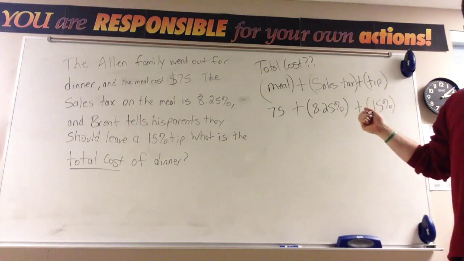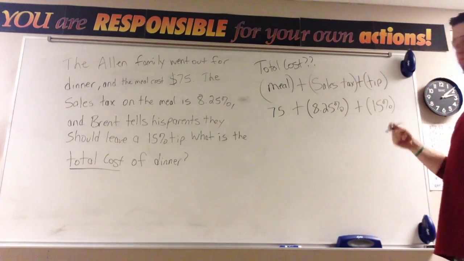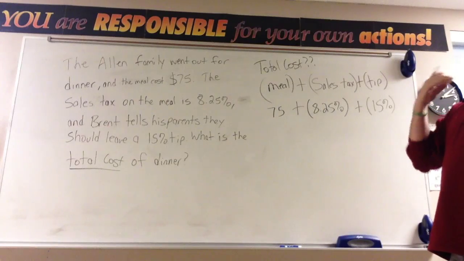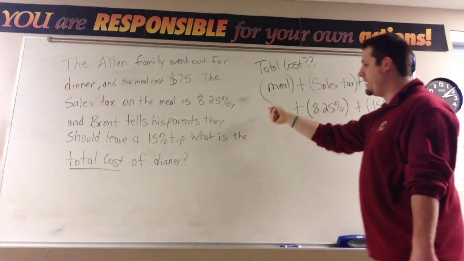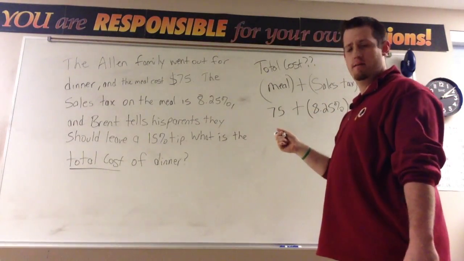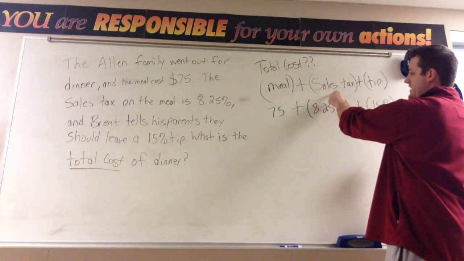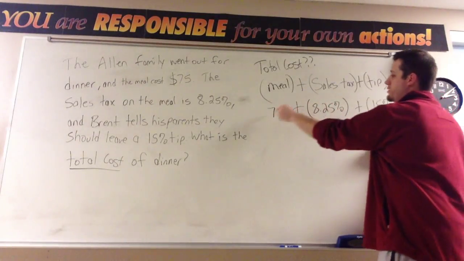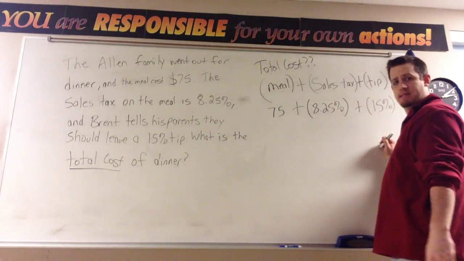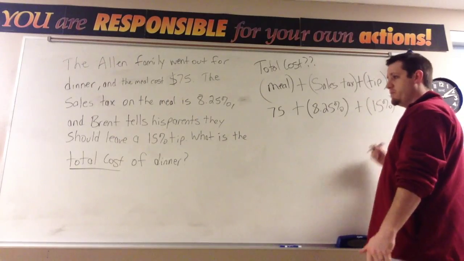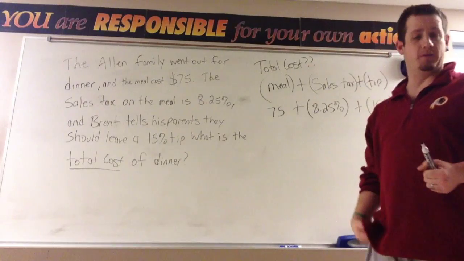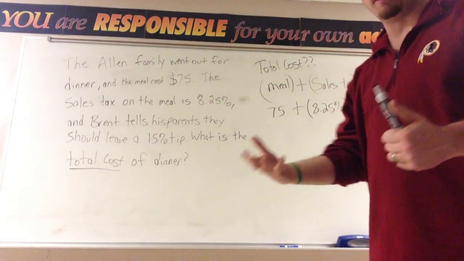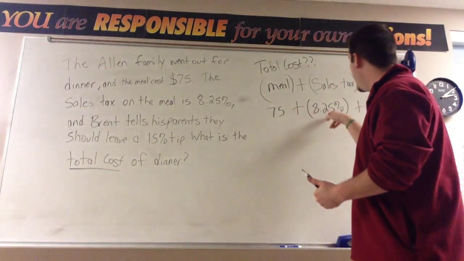Is that what we need to do? We just add all that up? No, that's not what we do. These percents are happening to the 75. So if you want to know what the sales tax is, I've got to find 8.25% of that. Now how do I find the percent of a number? Well, we've talked about this in class. Percent of a number is found by multiplying the number by the percent.